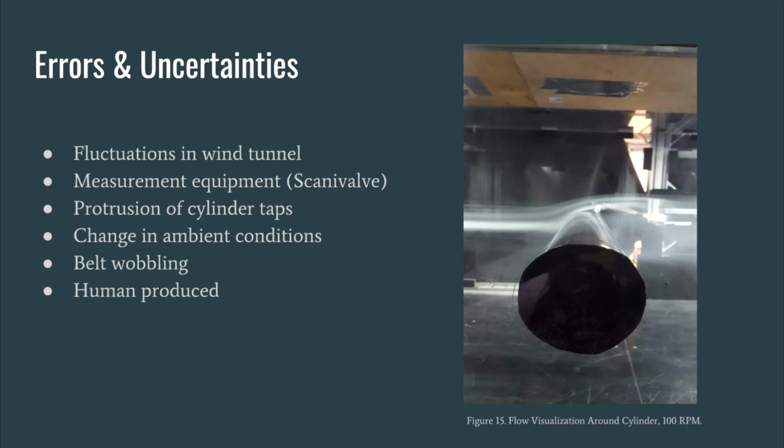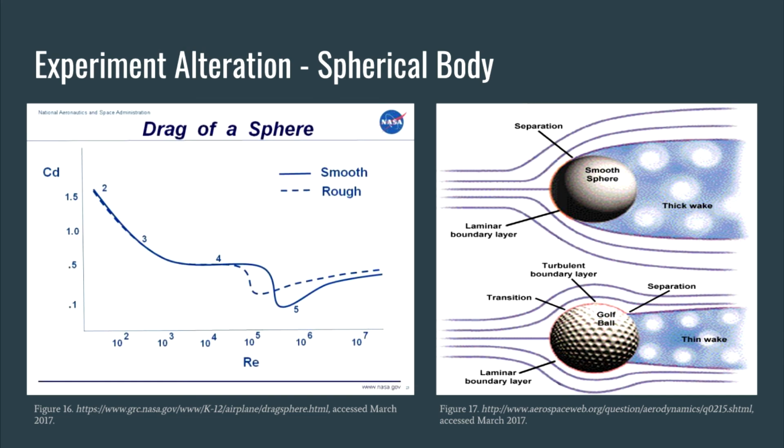Other, less impactful sources of error are error due to slight changes in the ambient conditions during testing, and error due to measurement equipment, such as the slight protrusion of the pressure ports that disrupts the flow, and error in the scanner valve system. The use of a sphere in this experiment would yield a coefficient of drag value that is much lower than that of a cylinder. Where cylinders have a coefficient of drag of approximately 1, spheres are around 0.5.